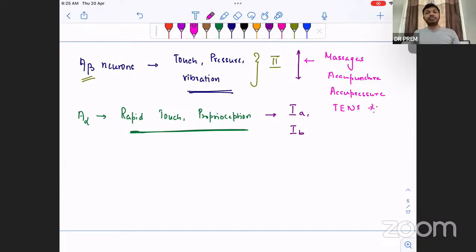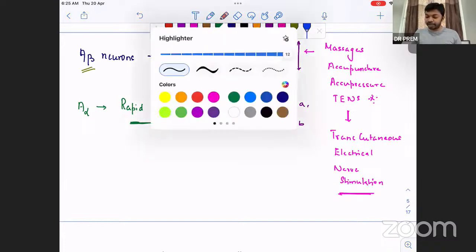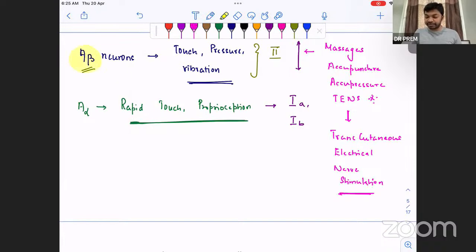TENS. The exact word has been asked in May 2022 INI-CET exam. So what do you mean by TENS? TENS stands for transcutaneous electrical nerve stimulation. We are going to apply some electrodes to the skin. Through the electrodes, we are going to send current impulses, and these current impulses are going to stimulate the nerves, especially A beta nerves. All right.